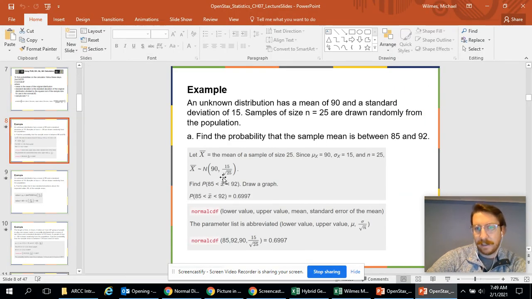The only new part is this right here. Calculating this sample standard deviation is the only really new part. So take note, the central limit theorem works when we're using sample sizes of size n.